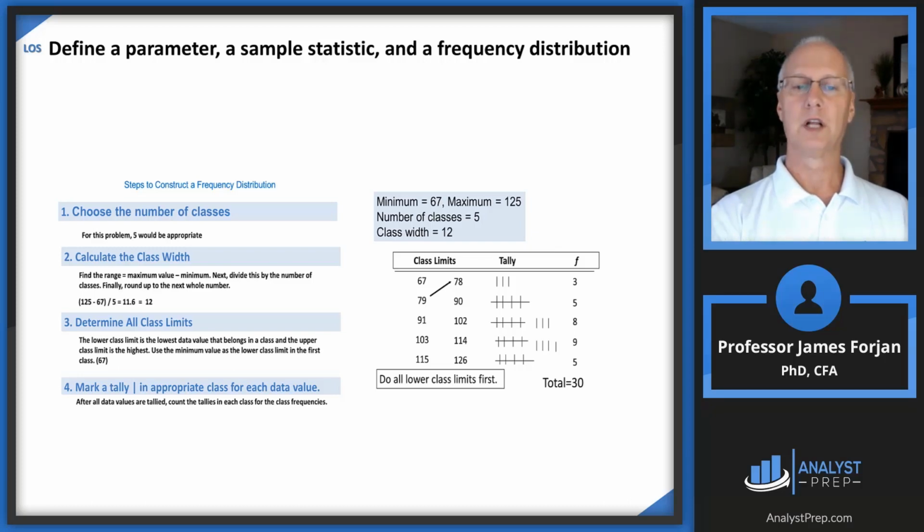So then we determine the class limits. We're starting with 67, and then going up to 78. So 67 to 78 is one class. And then the next number is 79, up to 90, that's another class, and then 91 to 102, etc. Mark a tally for each one to get the frequency. So we have 3 in the first class, 5 in the second, and 8, 9, and 5 in the subsequent classes. That gets our total up to 30.